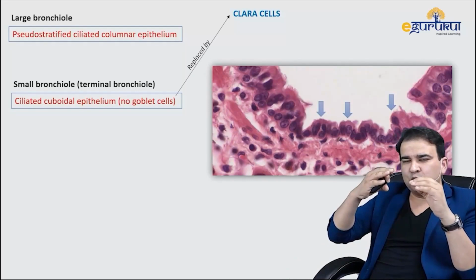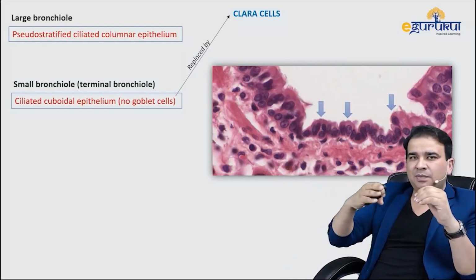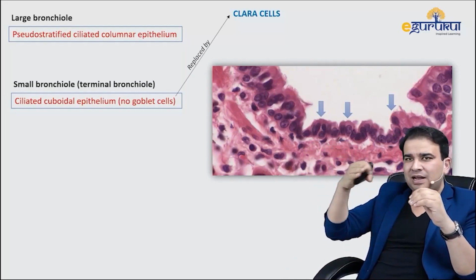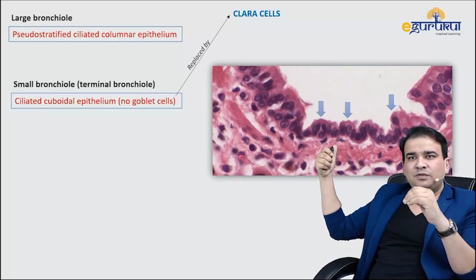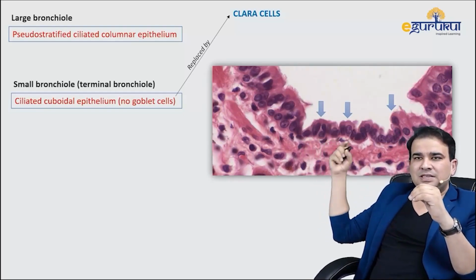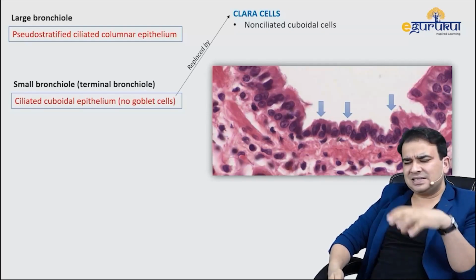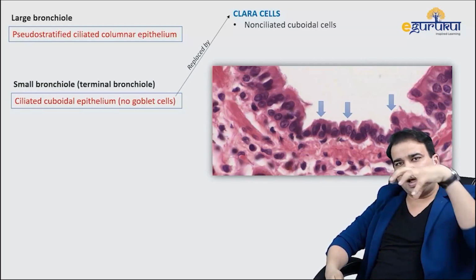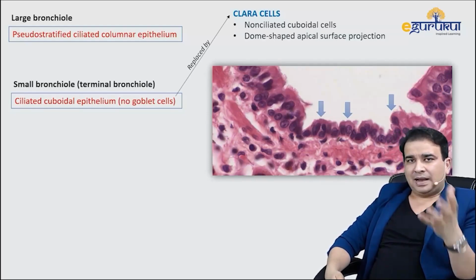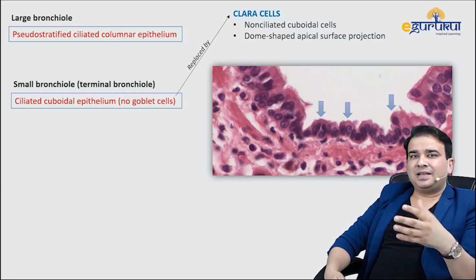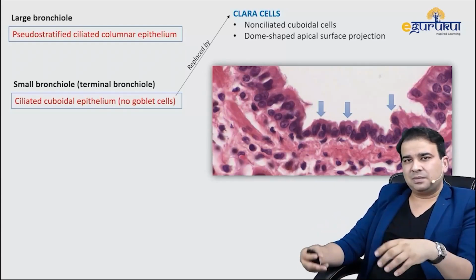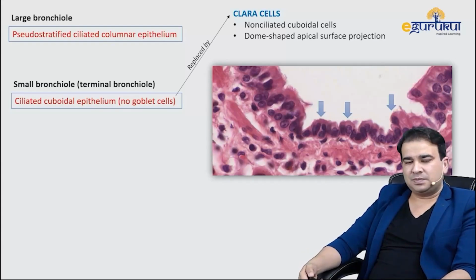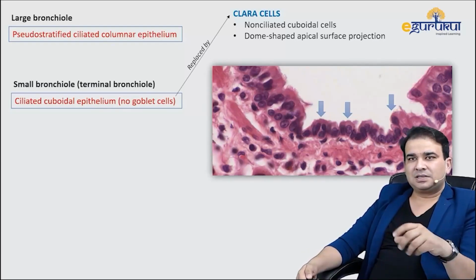Because when you look at the usual ciliated columnar epithelium, you can see those ciliations over there, and their surface looks flat. But in the case of these cells where you can see these arrows pointing, these are the non-ciliated cells, and they have the apical surface which is more dome shaped. And as I already said, they are secreting the surfactant, and that surfactant is keeping the distal part of this airway patent. It is preventing the collapsing of the distal airway.